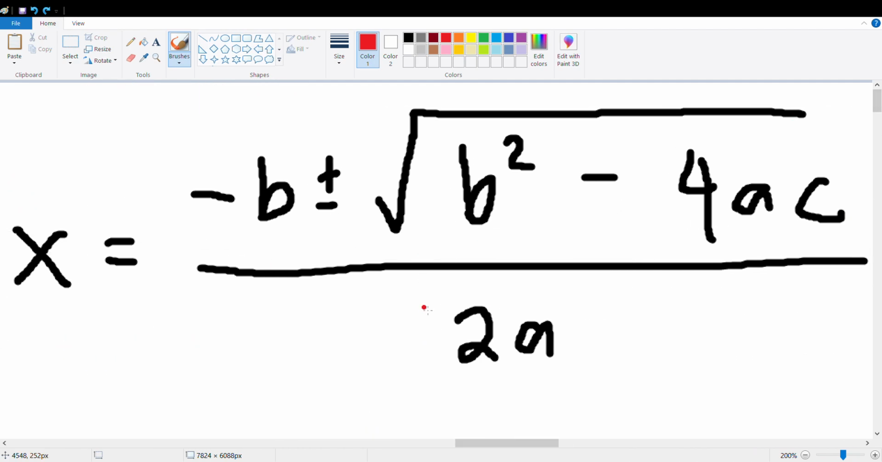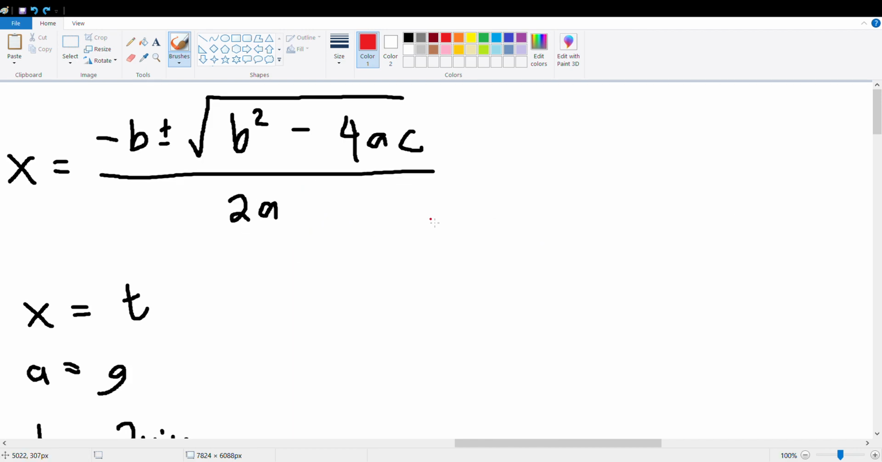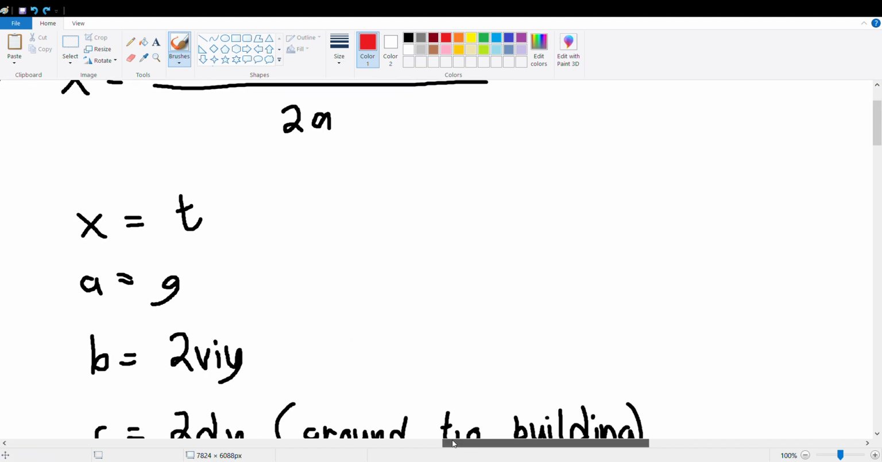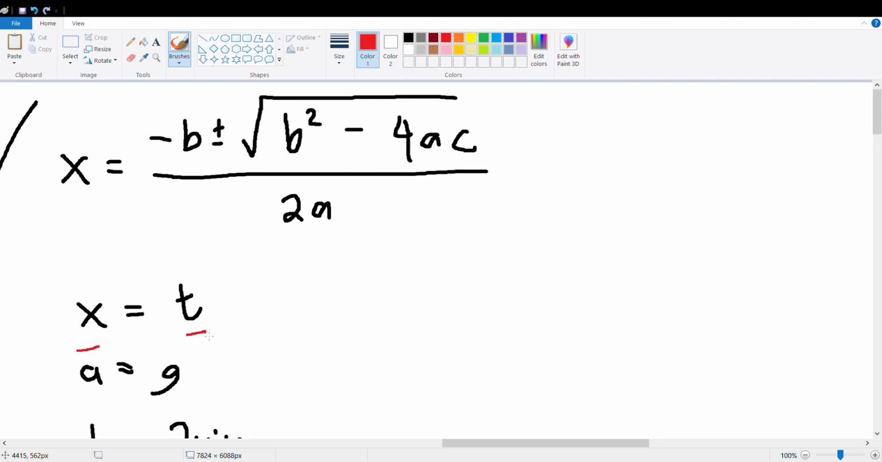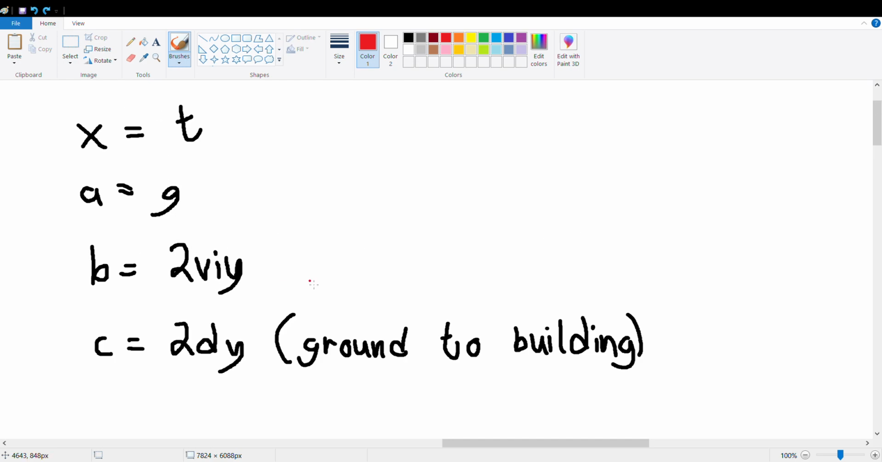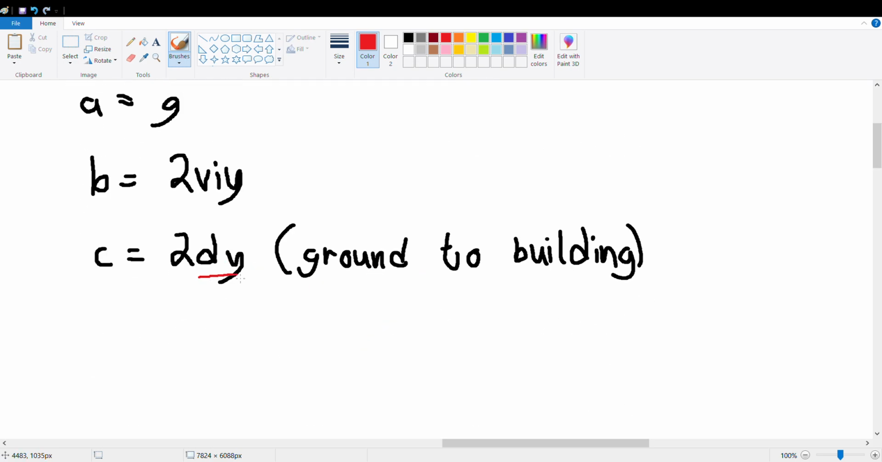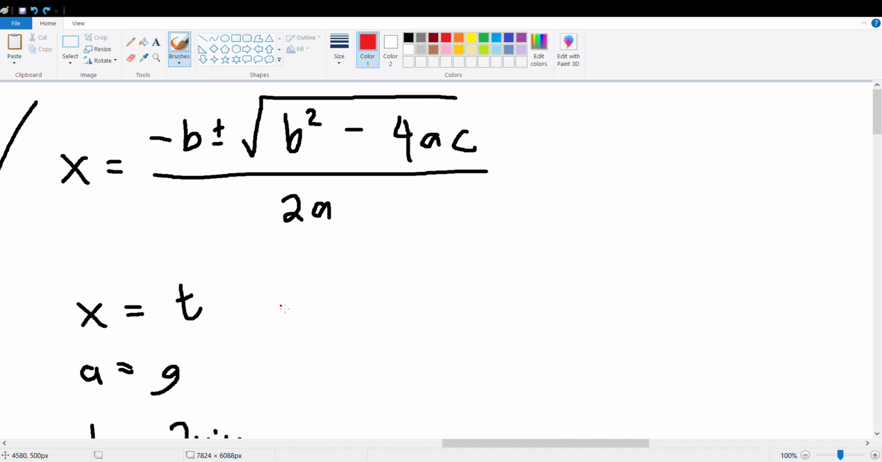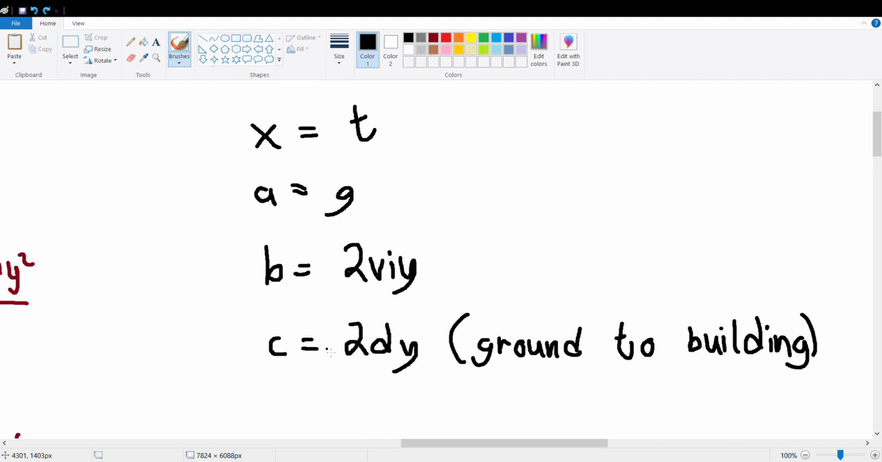Okay, so the quadratic formula is basically negative b plus or minus, you know the drill. And we're going to be using x as t, we're substituting x to t, a to g, our acceleration, b to 2 viy. The reason why it's 2 is because it goes up and it goes down. And then 2 dy as well. So from the ground to the building, the dy, which is 8. So how are we going to translate this into projectile motion?